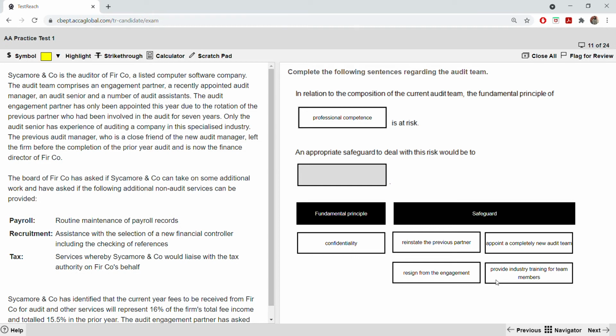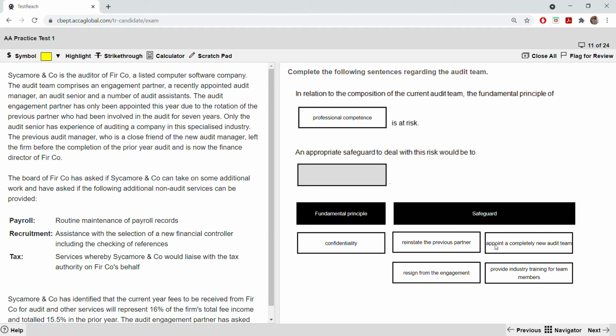So let us start with reinstating the previous partner. Do you think this is appropriate? It is not appropriate. Why? Because according to the ACCA Code of Ethics and Conduct, the previous partner has been rotated after 7 years to prevent a familiarity threat. So you cannot reinstate the previous partner. To prevent a familiarity threat, they have been rotated after 7 years. So definitely this is not the option.